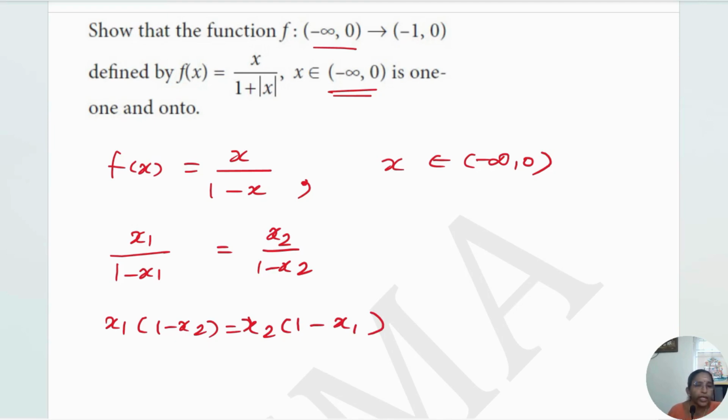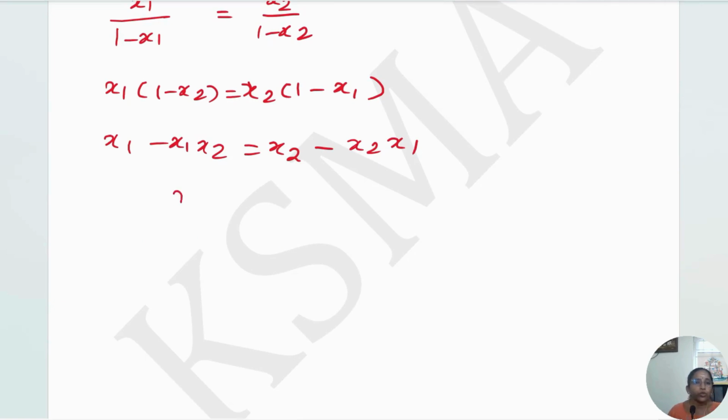And then simplify your data. So x1 minus x1 x2 is equal to x2 minus x2 x1. So x1 is equal to x2 here. So our function f is 1 to 1. Now checking for onto.